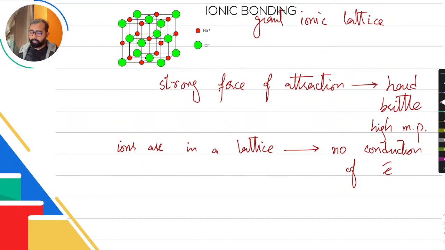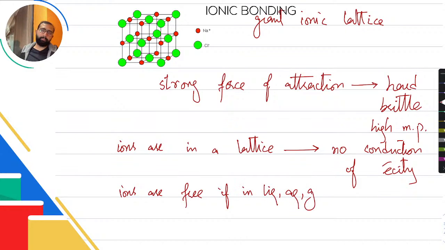Now, no conduction of electricity, right? But the moment I break the lattice, all I have to do is break the lattice, and now ions are free. They're completely free to move anywhere they want. So when do you break the lattice? You melt it. If the substance becomes a liquid, then ions are free, whether in liquid, aqueous, or gaseous state. All right, so now there's going to be good conduction. They're going to conduct electricity. Okay, they're good conductors now.